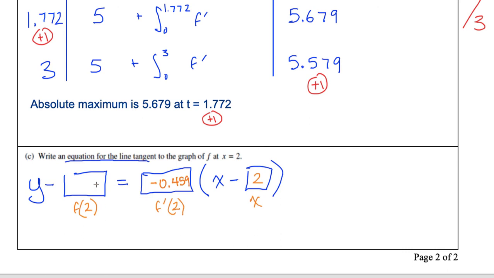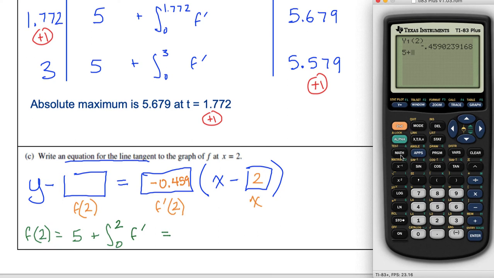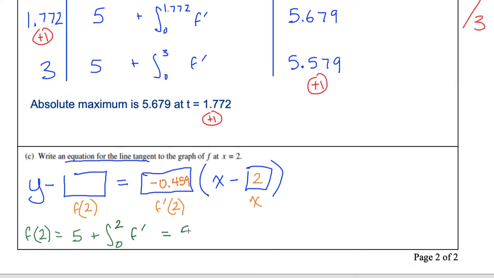0.459. And to find this one, that's going to be the integral. So come down here and say, how do I find f of 2? Well, f of 2, you do start plus change equals end. So start again, that's the 5 from up here. 5 plus the integral from 0 to 2 of f prime. That's going to equal what? Okay, so I do 5 plus math 9 vars right, enter with respect to x from 0 to 2. And if I add that all together, I should get like 5.623. Yeah, 5.623, and that is what I'm looking for.